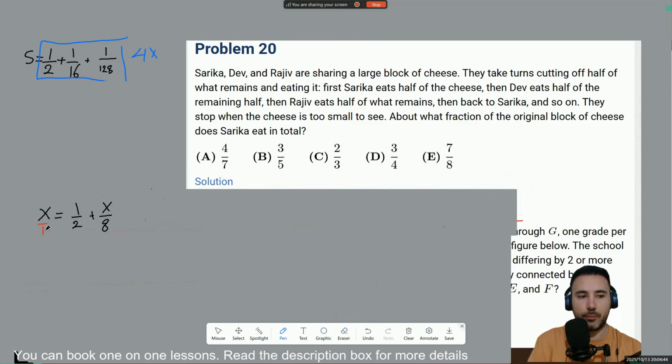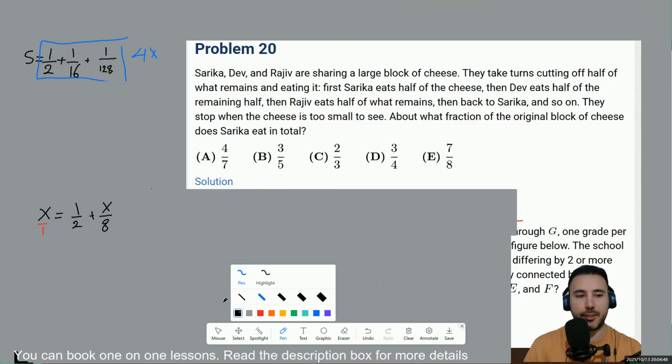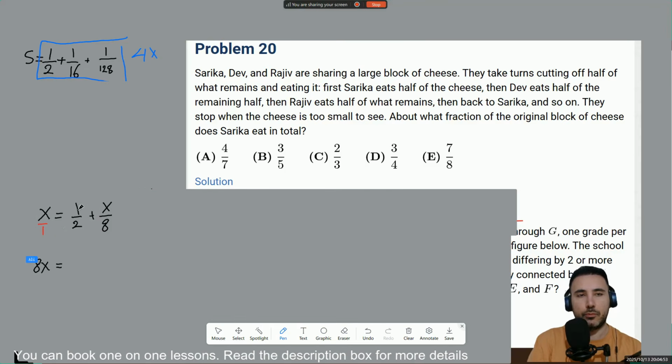what is the least common multiple of 1, 2, 8? It's just 8. So let's multiply everything by 8. X times 8 is 8x. 1 over 2 times 8 is 8 over 2, which is 4. And this is just going to be x. 8x over 8 is just x. So let's take this x to the left. So we're going to have 8x minus x is equal to 4. So we're going to have 7x is equal to 4. So x is equal to 4 over 7.